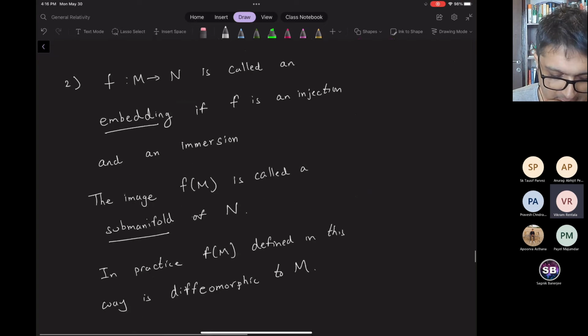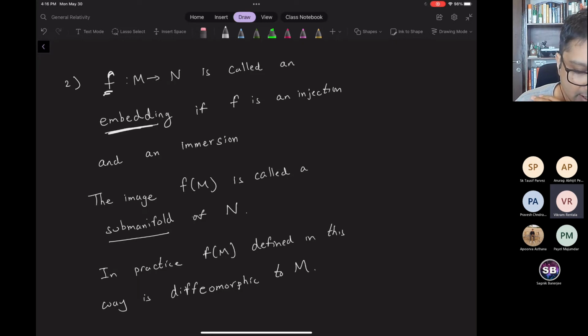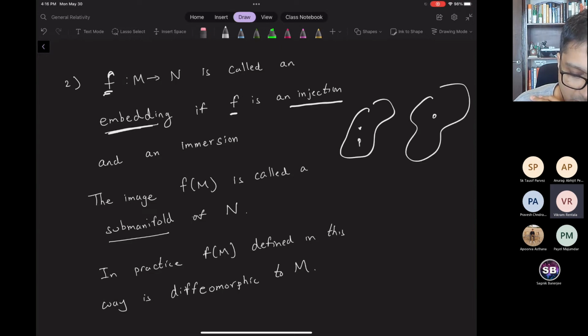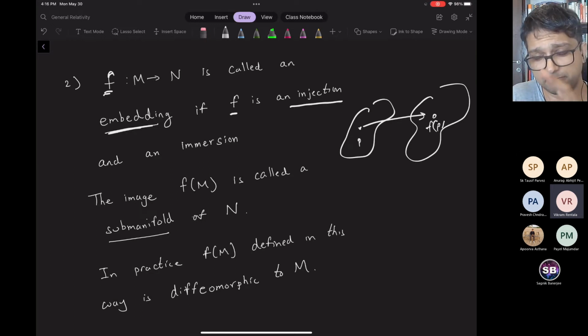Now here's another definition. Suppose we have this map from M to N. Now we define an embedding. We call this map an embedding if this map f is both an injection, that is, every point p here is mapped to a unique point f of p. So this map has to also be one-to-one. It's not just the map between vector spaces which is one-to-one, but it's also the mapping between points which is one-to-one, or it's an injection.